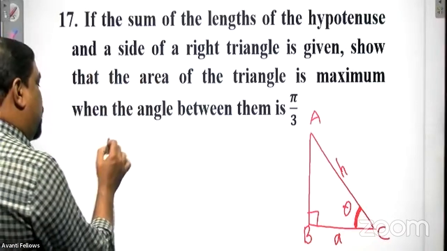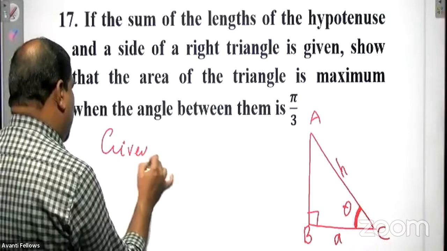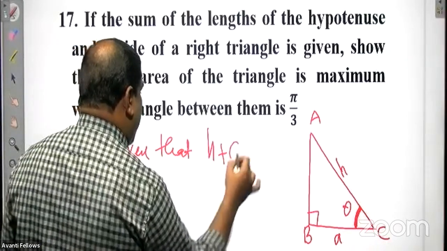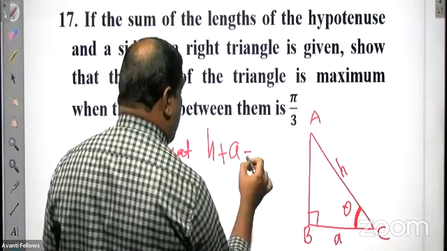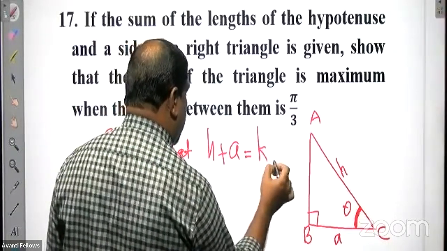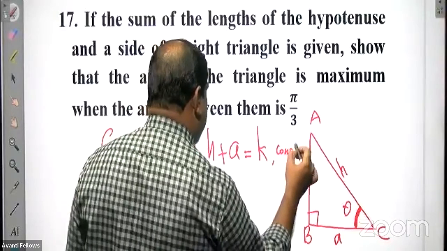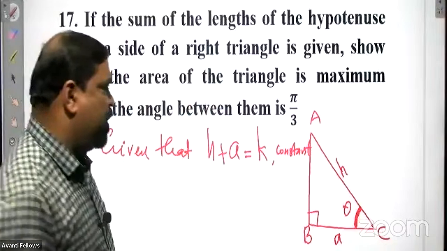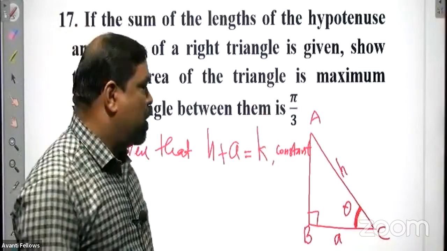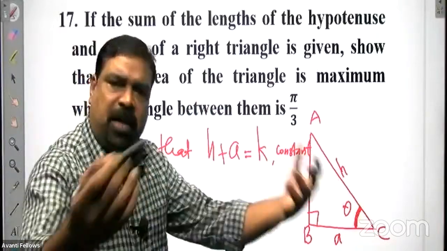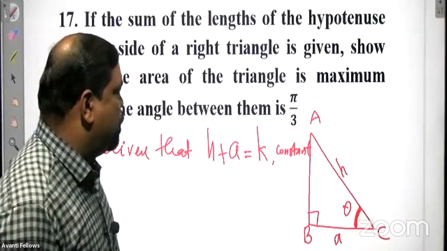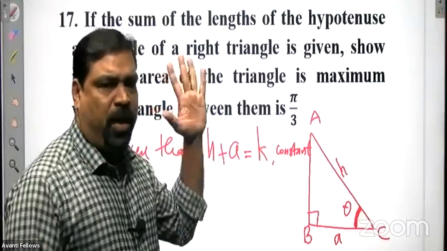So what is given here? Given that H plus A is a constant. Constant, you can take it as K, some fixed number. H plus A may be 20 centimeter, may be 15 centimeter, some fixed number. H plus A is a constant.